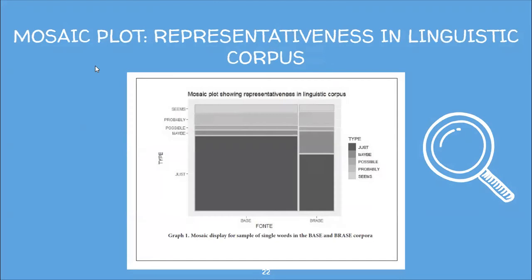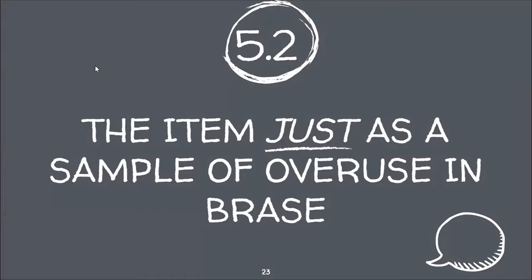Okay, so now it is a graph representing the one-word items in the linguistic corpus. Pay attention that the use of just is much higher than the others. So the use of just in the BASE corpus, of course, is much, much higher. Now you're going to see that the item just is an example, a sample of an overused word in the Brazilian corpus.